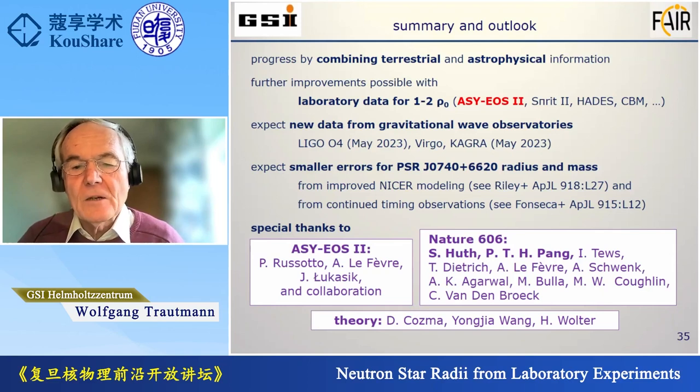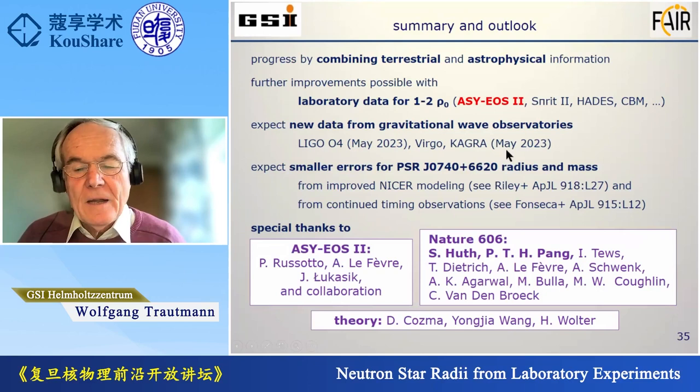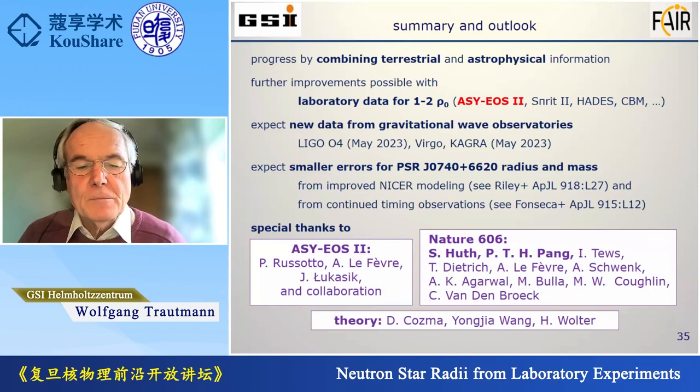And Virgo and KAGRA also join. KAGRA in Japan, the interferometer, has also started in May, but then it's not running continuously because of necessary upgrades. And then also, as promised in these papers, improved data may come from improved NICER modeling here, and also from continued timing observations to get more precise masses of the heaviest neutron stars observed so far.